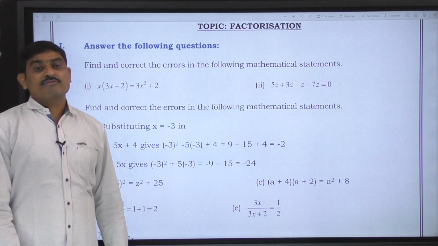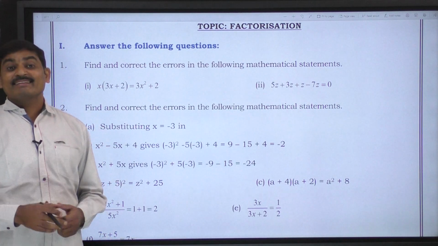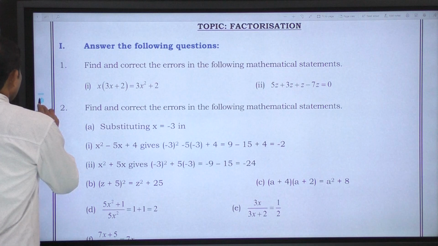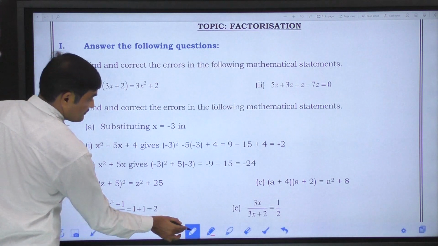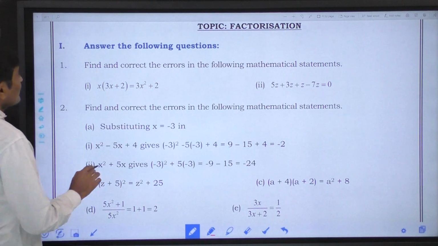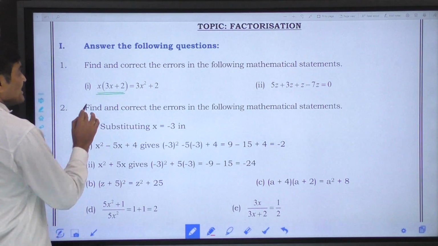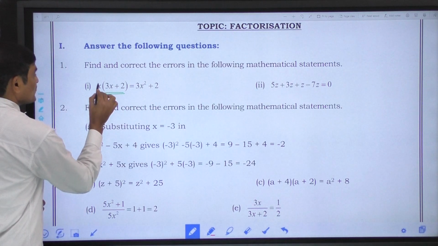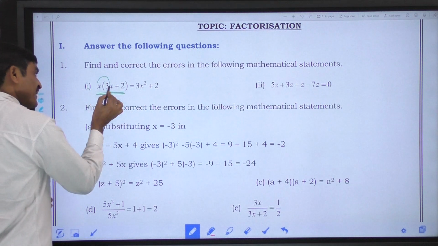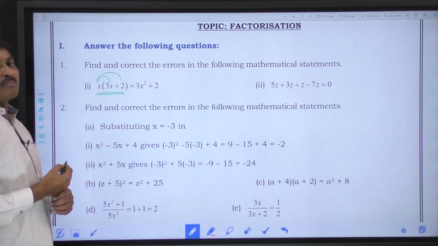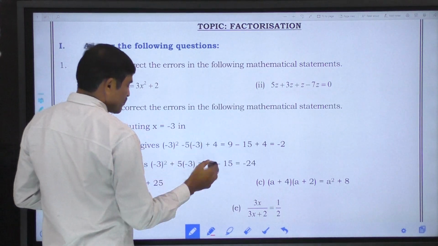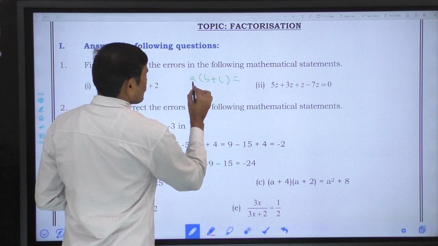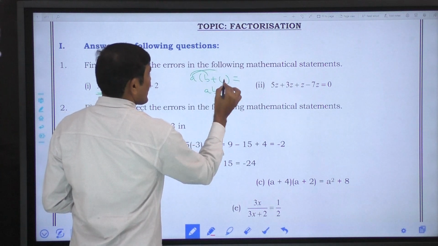Answer the following questions. Find the error in the following mathematical sentences. In this multiplication, x into 3x plus 2 is given as 3x square plus 2. Actually, x into 3x plus 2 means x into 3x plus x into 2, by the distributive property. You know the distributive property: a into b plus c is equal to a into b, ab, plus a into c, ac.